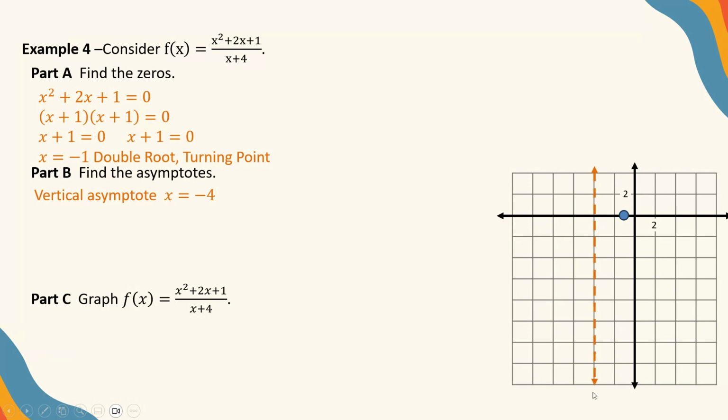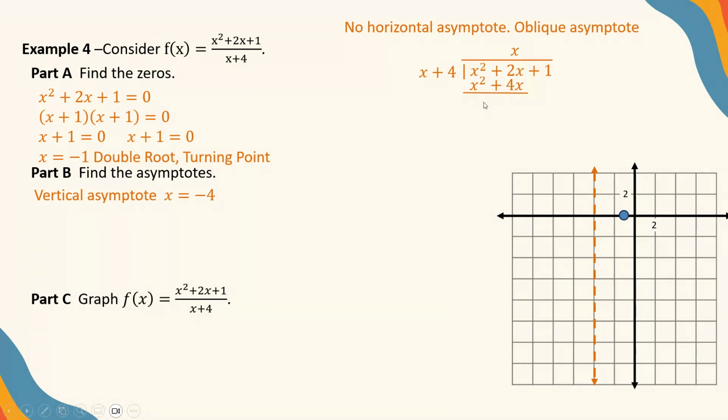I'm drawing that here. And then for the horizontal asymptote, there is no horizontal asymptote because the degree 2 is greater than degree 1, but it's exactly 1 more. So we are going to divide them with polynomial long division. Remember, we take the first term divided by the first term. x squared divided by x would be x. Then I take x times x plus 4, which gives us x squared plus 4x. And then we subtract. The x squareds subtract out. 2x minus 4x is -2x.